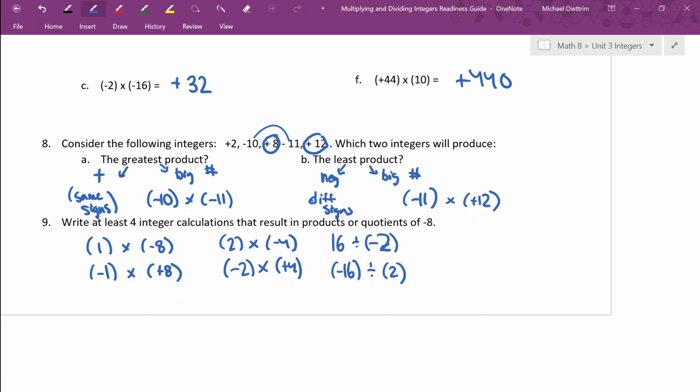So that is working through the integers, multiplying and dividing readiness guide. Hope that helped.